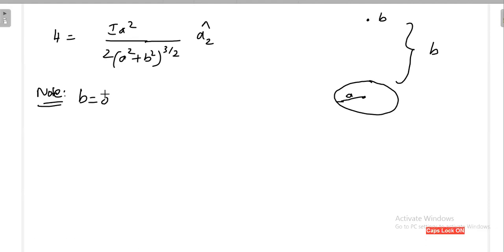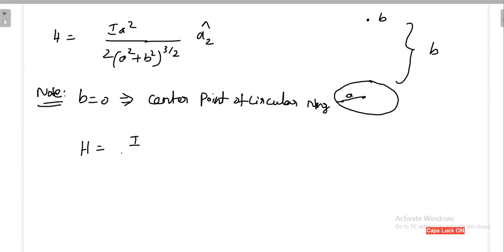Suppose b is 0. What is the meaning? Your observation point is at the center point of the circular ring. When b is 0, it indicates the center point of the circular ring. Once you substitute b equal to 0 in the above equation, you get H equal to I divided by 2a, in the a_z cap direction.